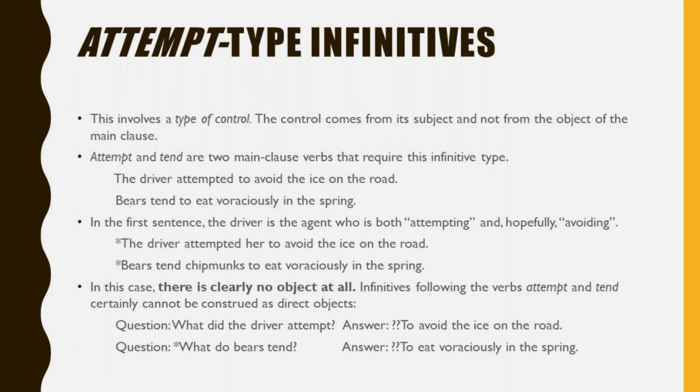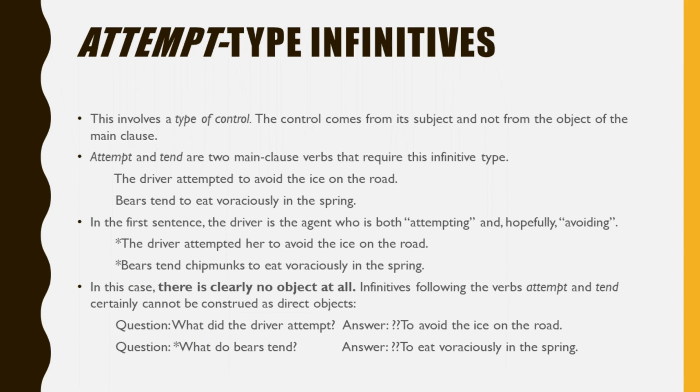The third type of infinitive complement is the attempt type infinitives. It involves a type of control, and in this case, the control comes from its subject. Two main clause verbs that require this infinitive type are attempt and tend. For example, the driver attempted to avoid the ice on the road. Bears tend to eat voraciously in the spring.